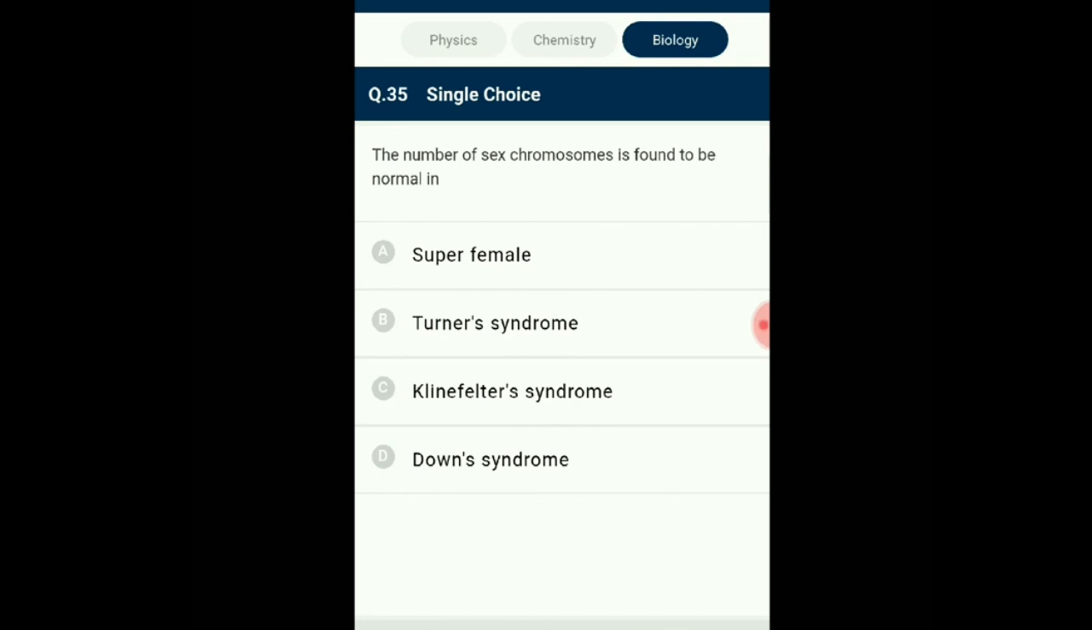Question number 35. The number of sex chromosomes found to be normal in. Down syndrome is an autosomal aneuploidy. It is a trisomy of the 21st chromosome. Turner's, Klinefelter syndrome and super female are chromosomal disorders involving the X chromosome. In Turner syndrome, one X chromosome is missing. In Klinefelter syndrome, there is one extra copy of the X chromosome in males. Super females have 3 copies of the X chromosome in females. So the answer is option D, Down syndrome.